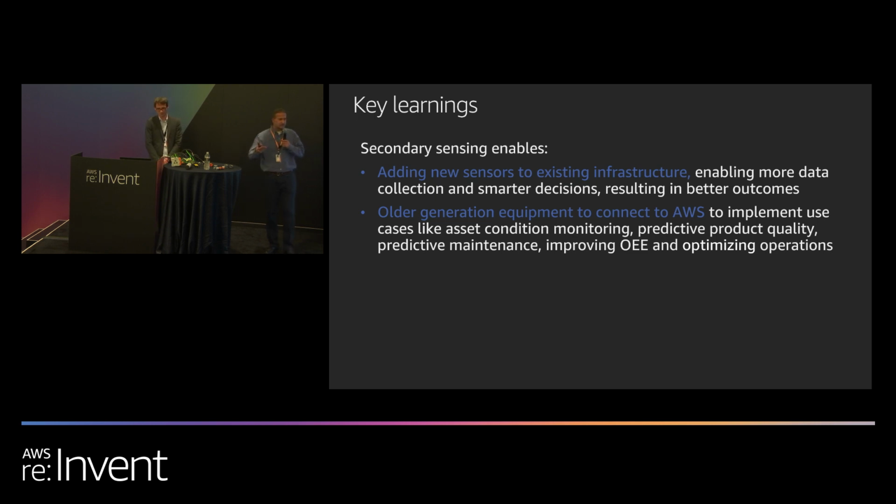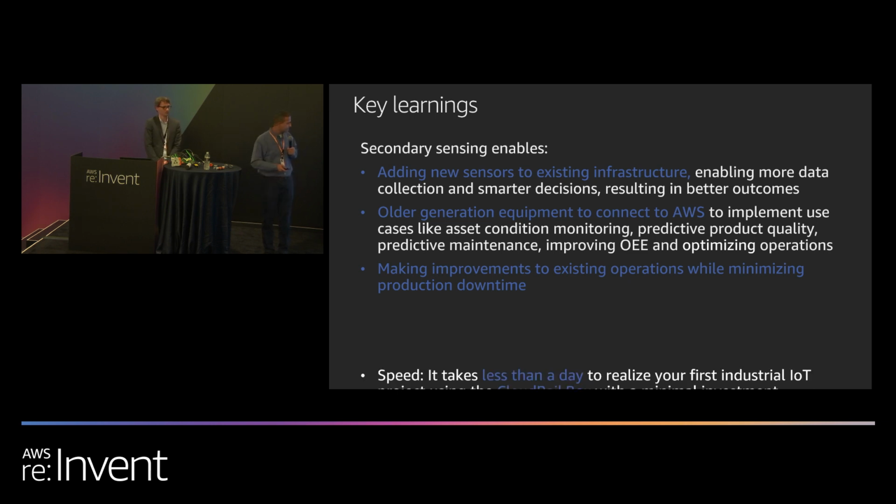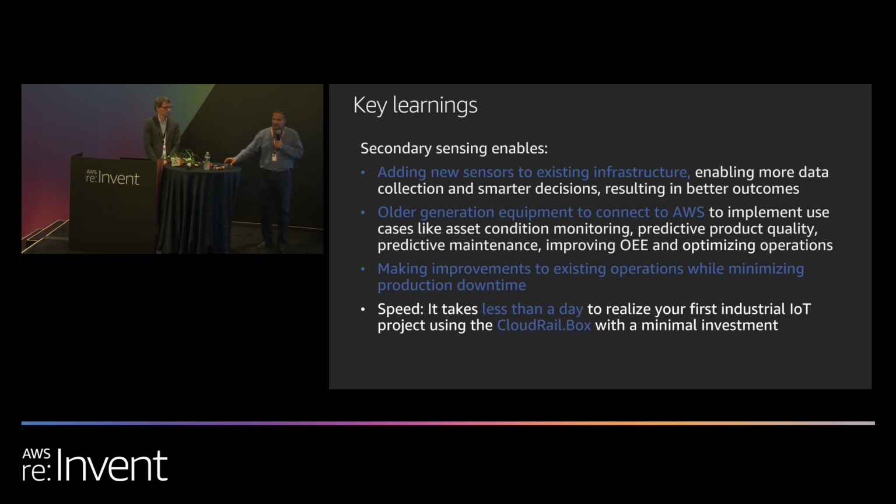If you have older generation equipment in your facilities and factory, using secondary sensing, you're able to connect older generation equipment to the AWS cloud. You're able to make improvements to existing operations in order to drive productivity improvements in factories. And finally, it does not actually take months and years in order to implement industrial IoT use cases. With the CloudRail box and the AWS cloud, in a matter of few days and a few weeks, you're able to put together a solution that is very cost-effective using secondary sensing.